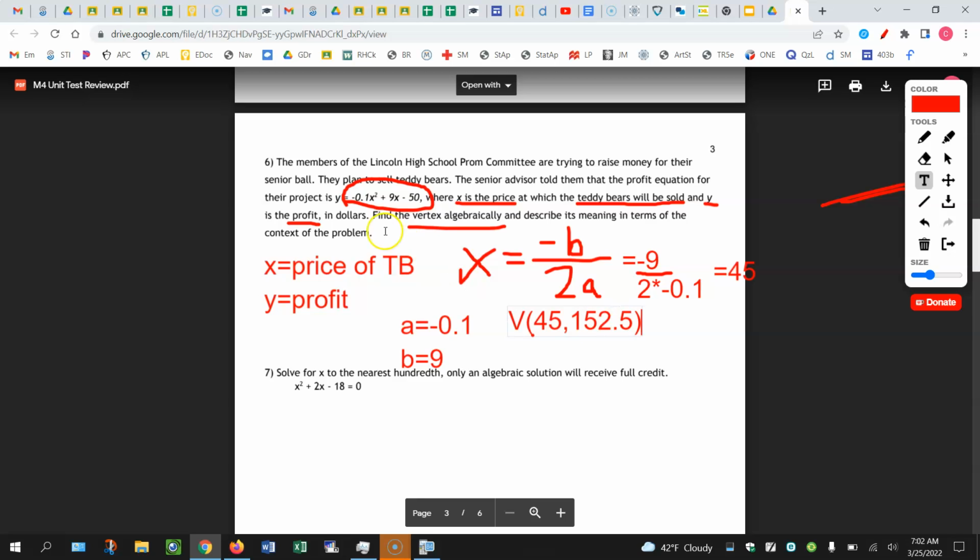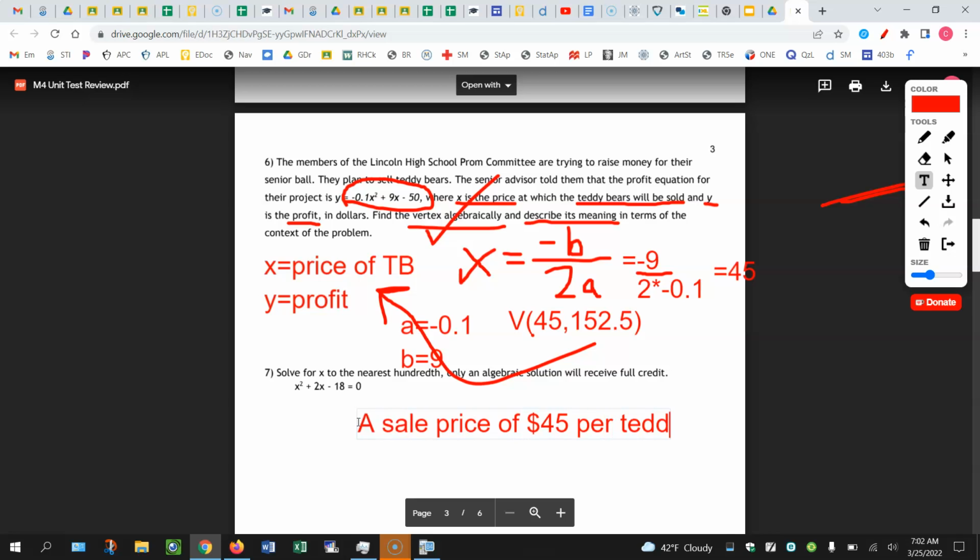All right, so we found the vertex. Check. Describe its meaning. So now I'm going to take this point and I'm going to come back to what I did here, and I'm just going to write a sentence for what this means. I'm running out of room, so I'll do it down here. Sale price of $45 per teddy bear results in a profit of $152.50.